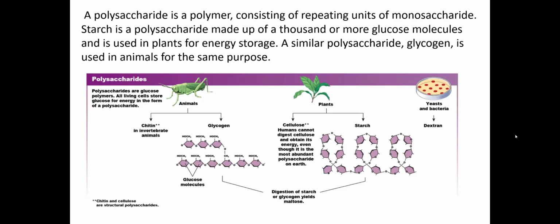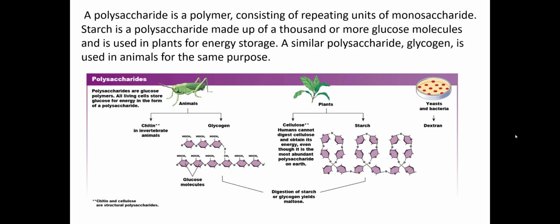Okay, so then there are also polysaccharides. A polysaccharide is a polymer consisting of repeated units of monosaccharides. Starch is a polysaccharide made up of 1,000 or more glucose molecules and is used by plants for energy. So you'd expect to have starch in certain starchy vegetables, things like potatoes and various legumes. A similar polysaccharide is glycogen, and that's also a polymer of glucose, but that's used in animals for the same purpose. It's a way of storing energy.